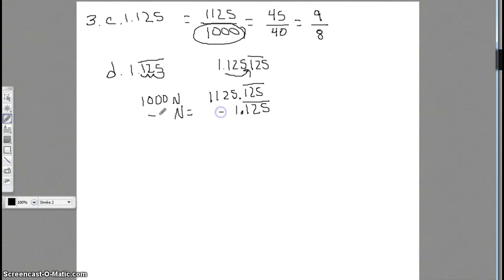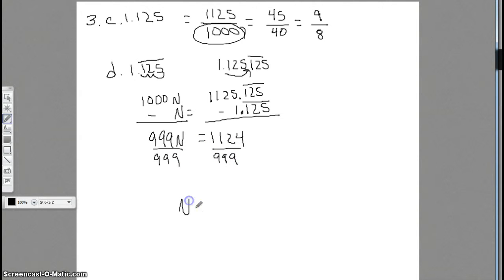Now I subtract on both sides. 1,000n minus n is going to be 999n. 1,125.125 repeating minus 1.125 repeating is going to be 1,124. So to solve for n, I need to divide both sides by 999. And that's actually in simplest terms, 1,124 999ths. That actually cannot be simplified any further.